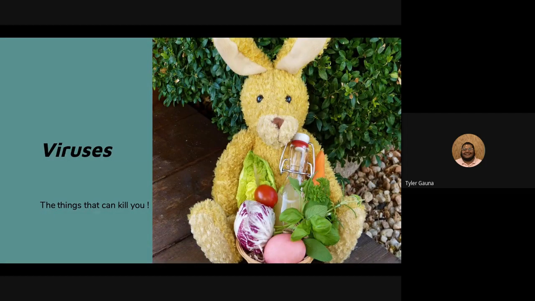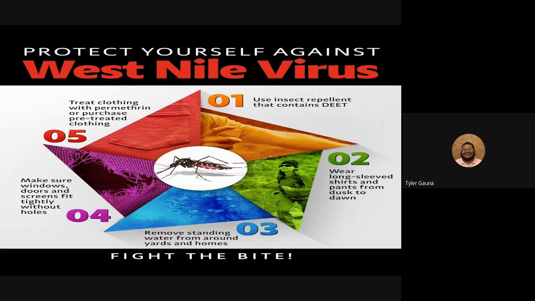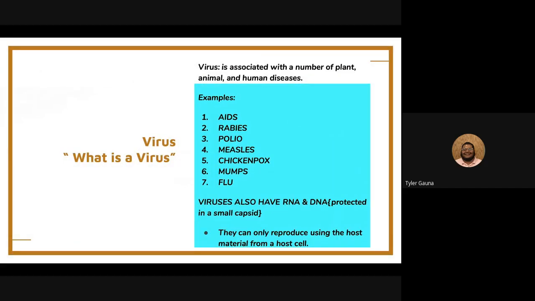So now we have viruses. West Nile was a big one, carried by mosquitoes, and I forgot what year it was, but there was a pretty serious outbreak in this area of West Nile, and you had to start wearing long sleeve clothes, jeans, and repellent, just to make sure that mosquitoes would not bite you. So viruses are associated with a number of plant, animal, and human diseases. AIDS, rabies, polio, measles, chickenpox, mumps, flu, those are all forms of viruses. Viruses also have RNA or DNA that's protected in a small capsid, and they only reproduce using material from the host cell.